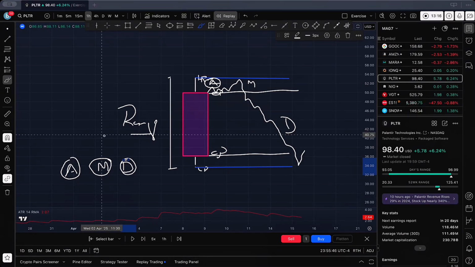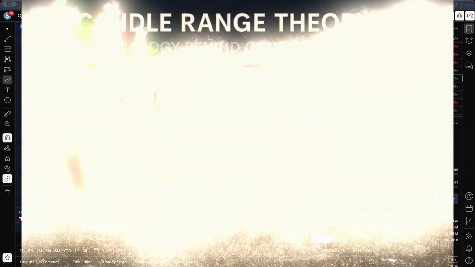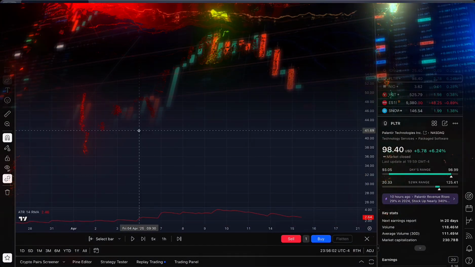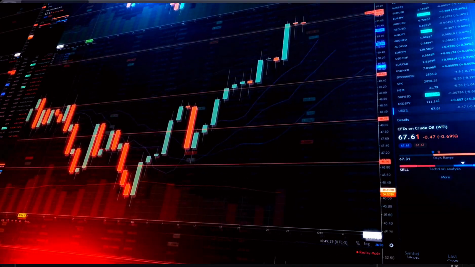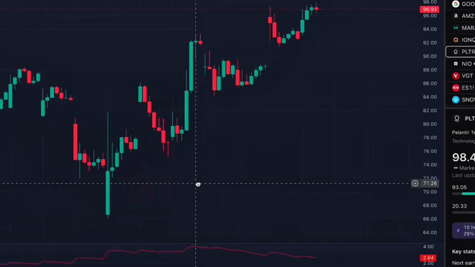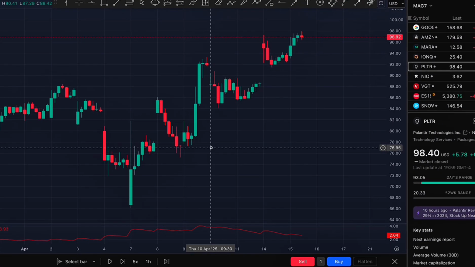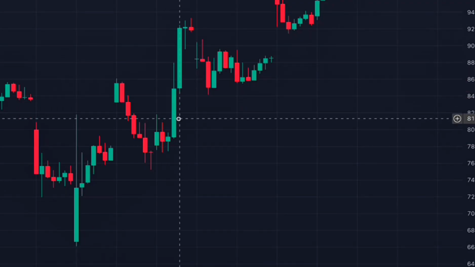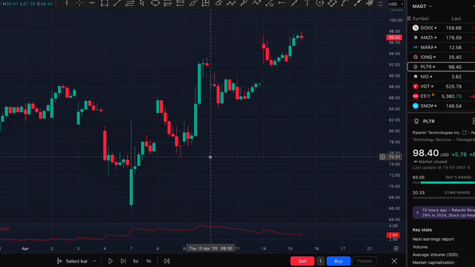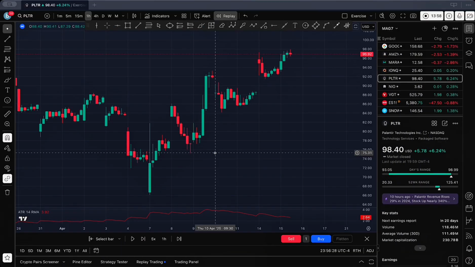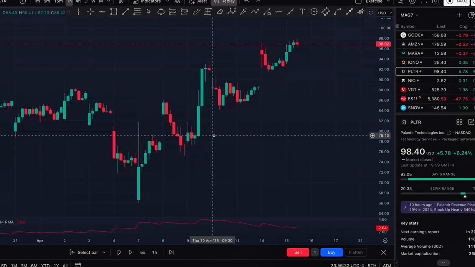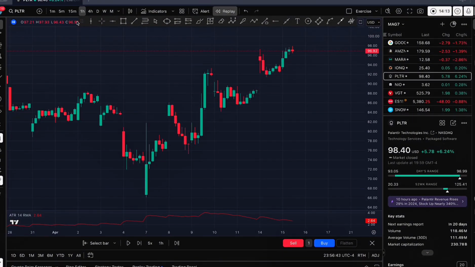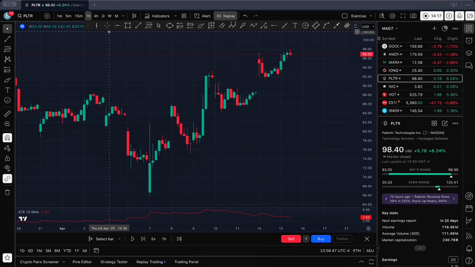Okay, so now what is the psychology behind the CRT? Every candle that we see in a chart, for example this chart that we have over here, represents a range. The reason why we have to always remember that a run in a higher time frame is a trend in a lower time frame. And we have the timing here, okay?